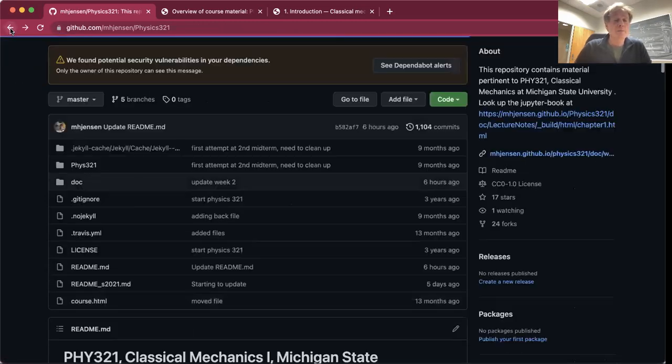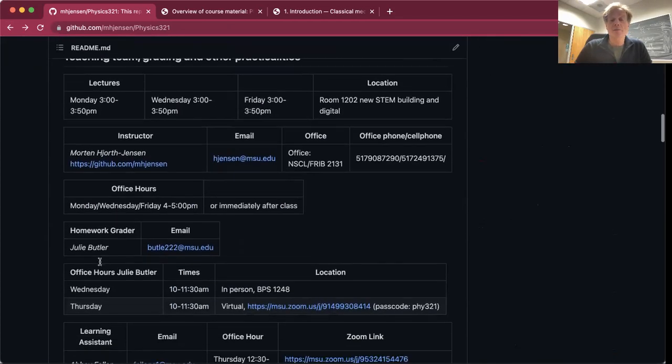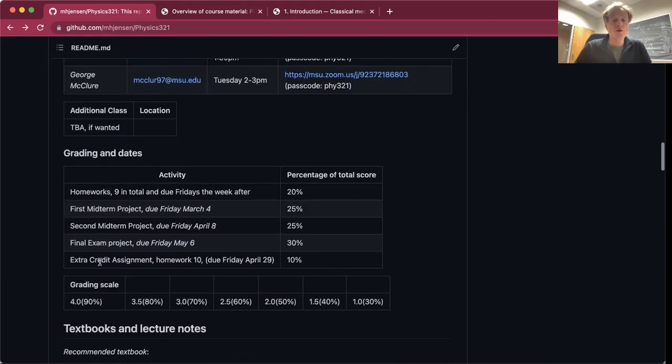So if we go back, let's take a look at both the grading and the plans for the semester. You will find the grading and the percentage of the total score listed here. We are planning to have 2 midterm projects. So we won't have a regular midterm exam of 50 minutes where you're just sitting there and sweating and trying to find the answers to the different problems. We will roughly have a week at our disposal to solve the project. The projects will be a mix of paper and pencil exercises and numerical exercises.